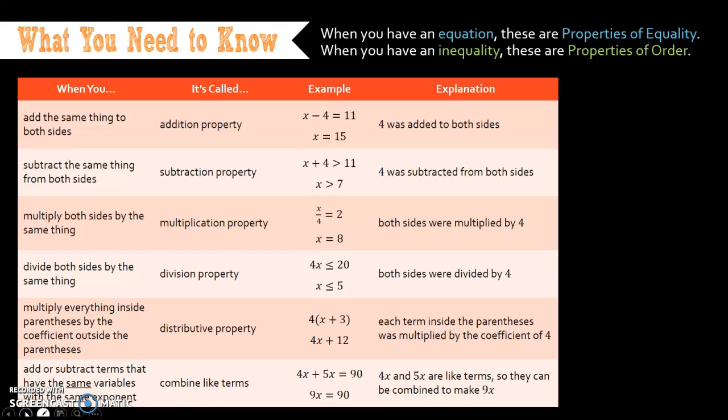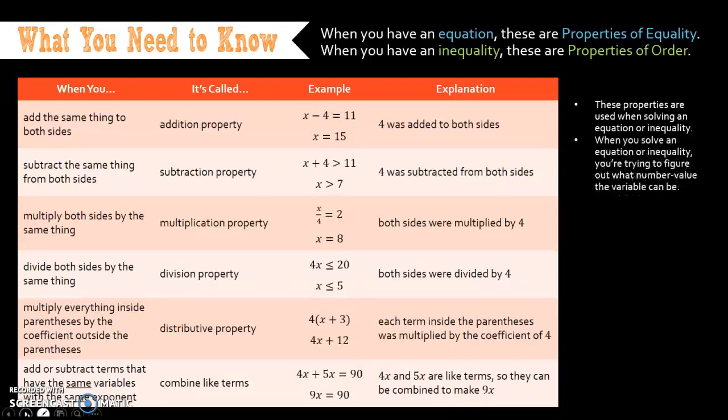When you have an equation with an equal sign, these are called properties of equality. And when you have an inequality, like in this example right here, or this example right here, they're called properties of order. Here are a couple more tips. These properties are used when we're solving equations or inequalities.